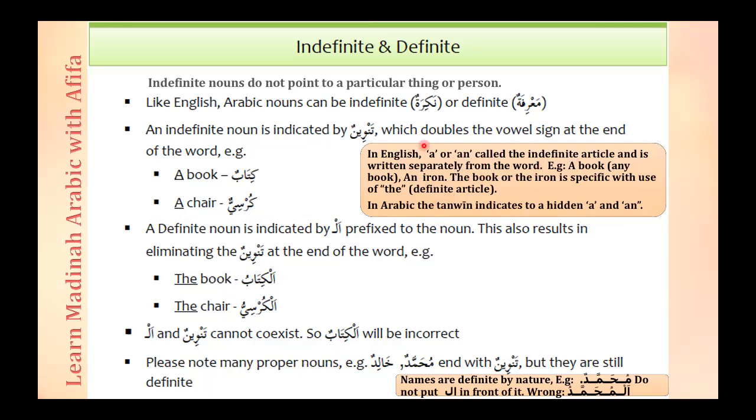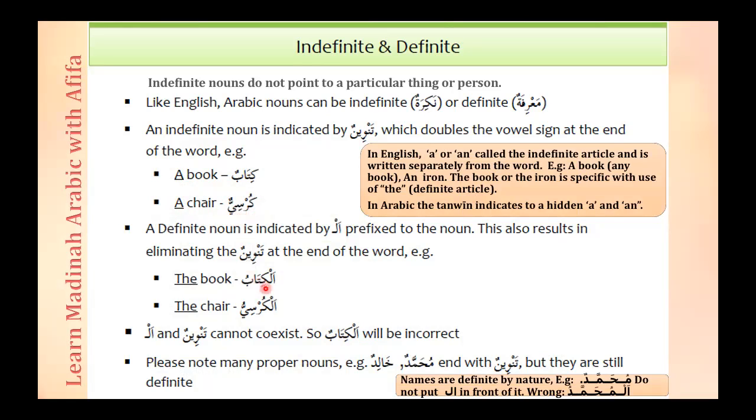In Arabic, there is no such separate word for this indefinite article. In Arabic, it's the tanween that indicates whether it is a or an. So in other words, it's sort of hidden in the tanween. So in Arabic, if I say kitabun, it indicates a book. You have to understand by that tanween over here that this is referring to a book. Kursiyun is referring to a chair.